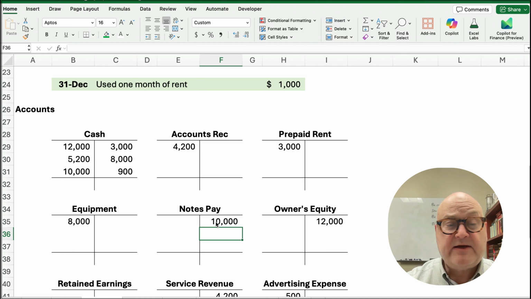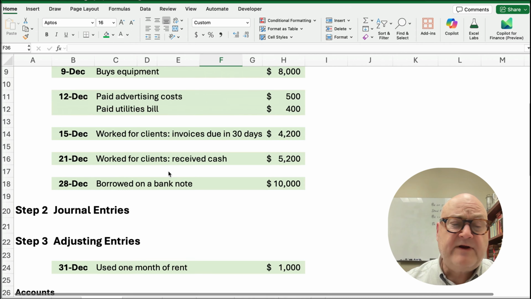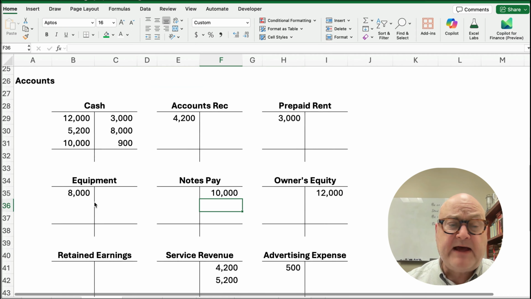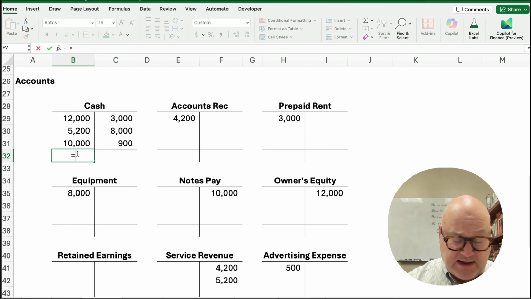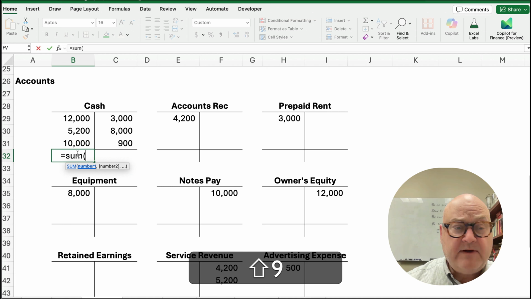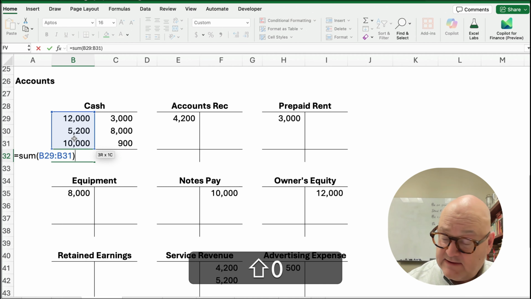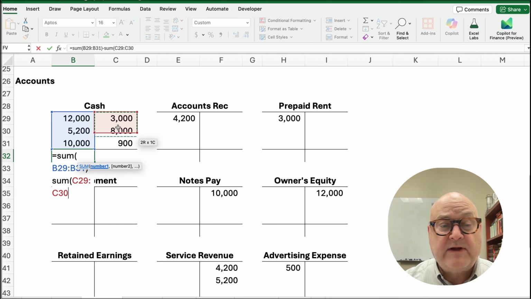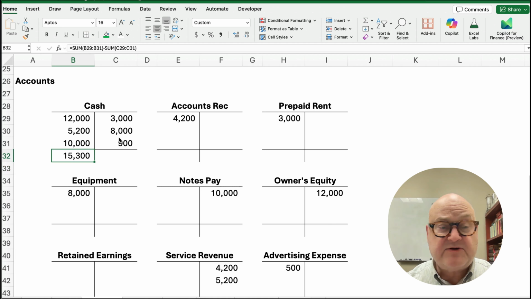We have a debit and a credit. Okay, now we can figure out the balance of every account. Before we get to an adjusting entry, let's figure out the balance of each account. A lot of them only have one transaction, so it's going to be really easy. We're going to do the sum of all the debits minus the sum of all the credits. Make it really easy. So therefore, the balance of cash is going to be $15,300.